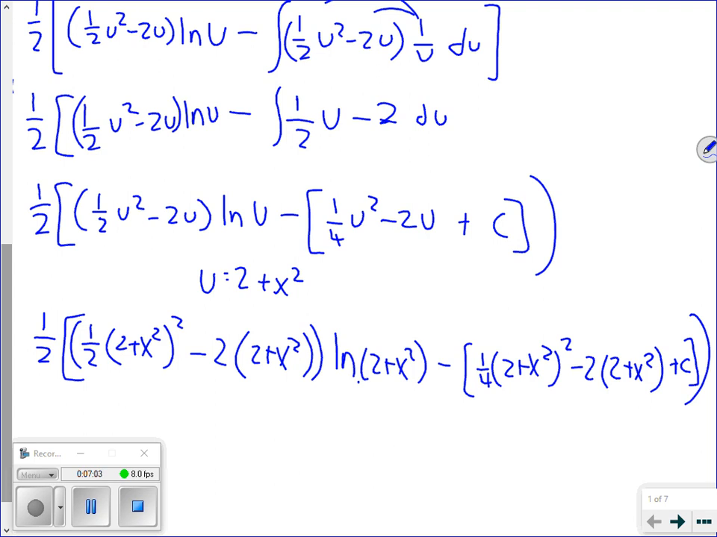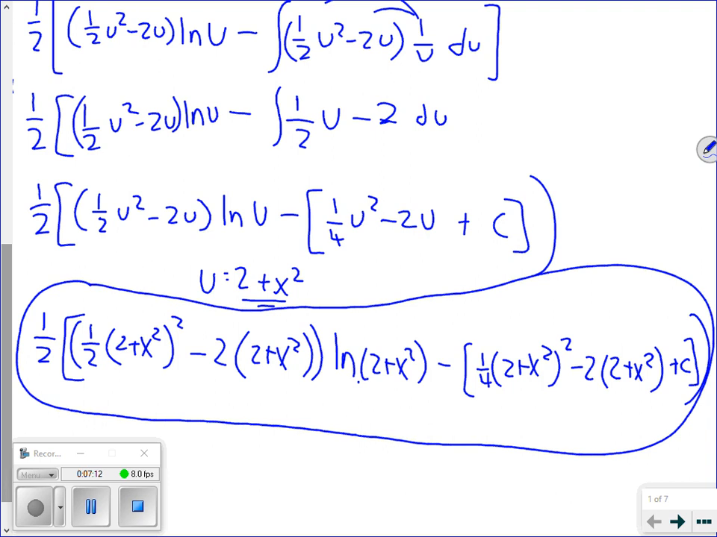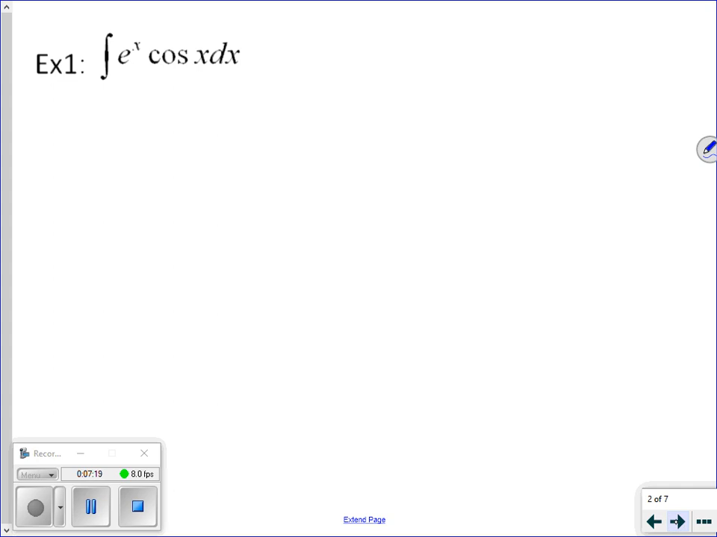That was a big boy problem, big boy and girl problem there. So we had to plug u back in, and this is my final answer. I wouldn't try to simplify it any more than that. So integration by parts can get fun sometimes, but anyway. Let's look at some more problems.